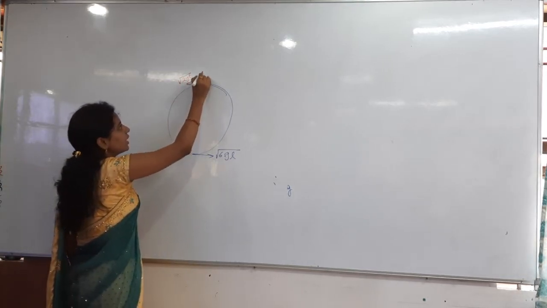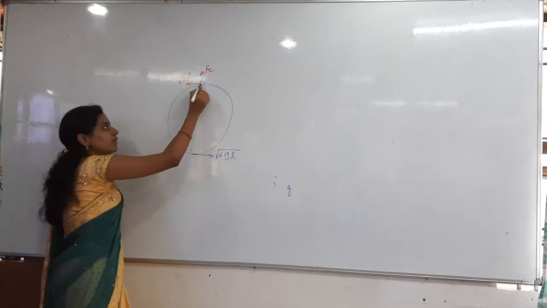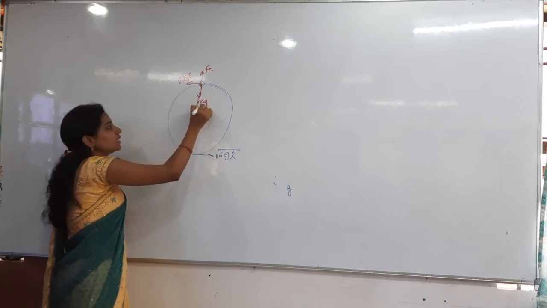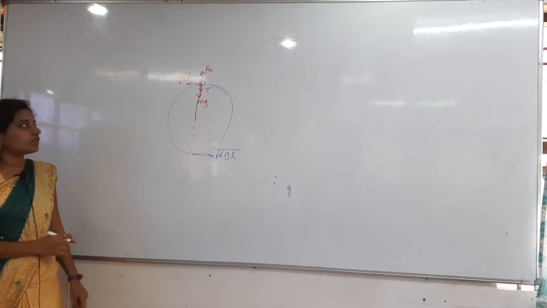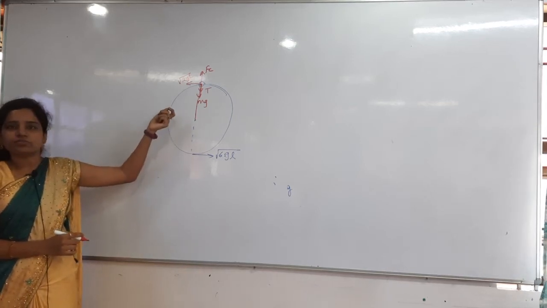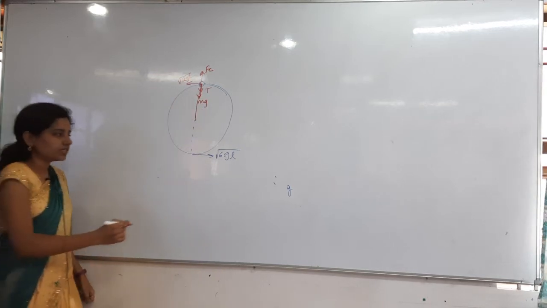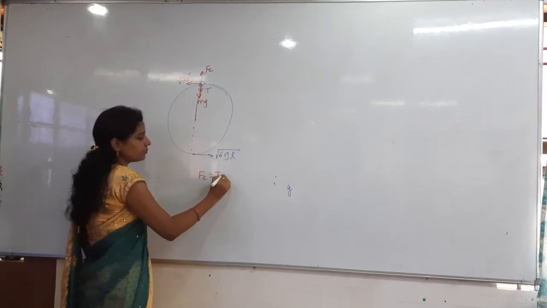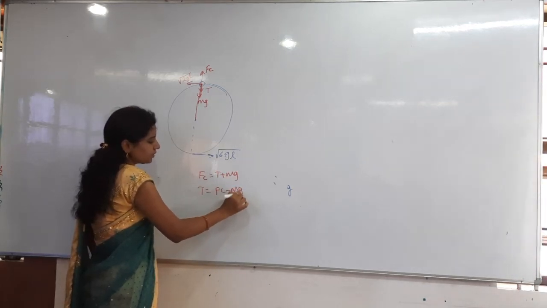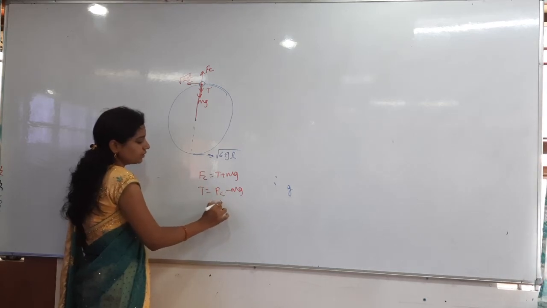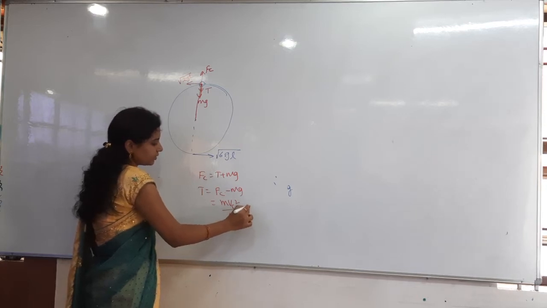Now take the free body diagram. Here Fc is acting radially outward. mg is acting in the downward direction, and along with that, tension is acting downward. So what do you have to take? Fc is equal to T plus mg. Then T is equal to Fc minus mg. What is Fc here? m vc square by L, where L is the radius, minus mg.